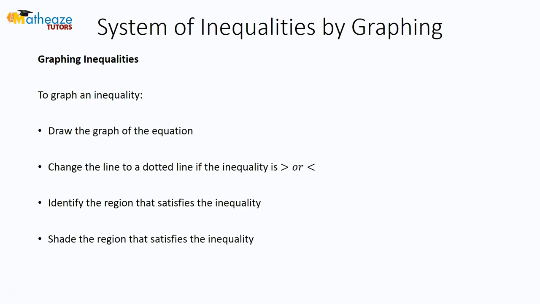The first thing you want to do is draw the graph of the equation, and if it's a greater than or a less than, you want to change the lines from solid lines to broken or dotted lines. Identify the region that satisfies the inequality, and then we want to shade that.